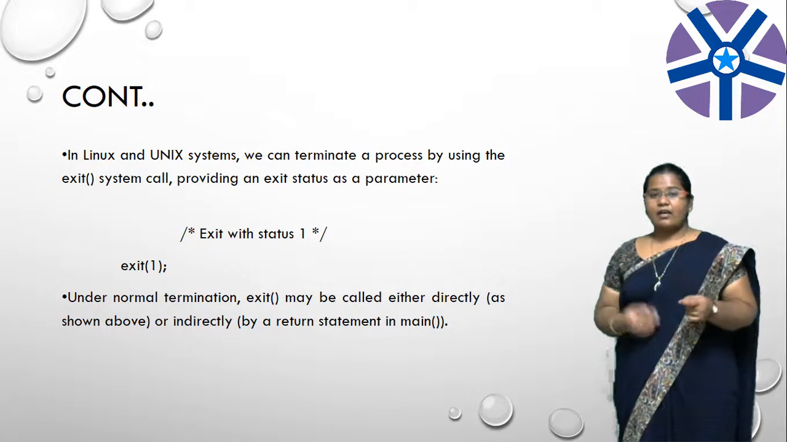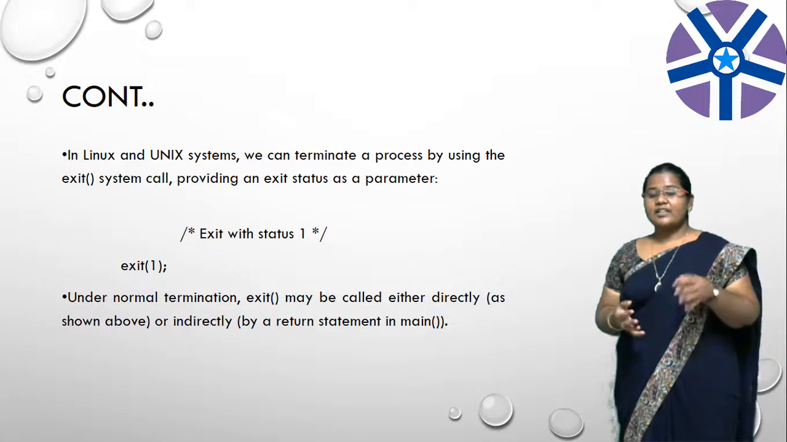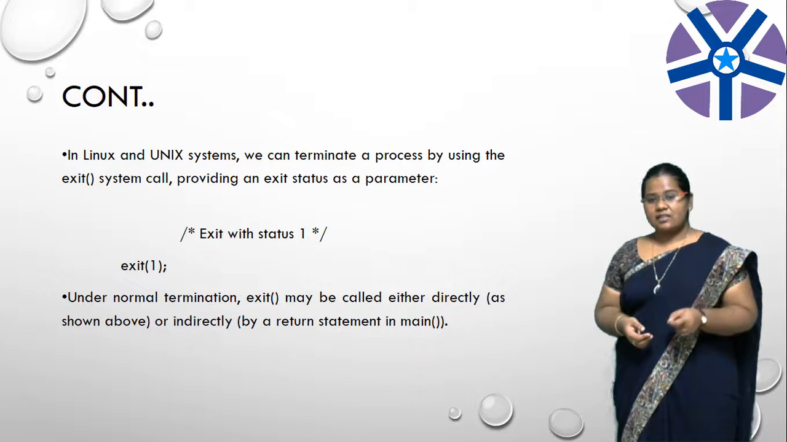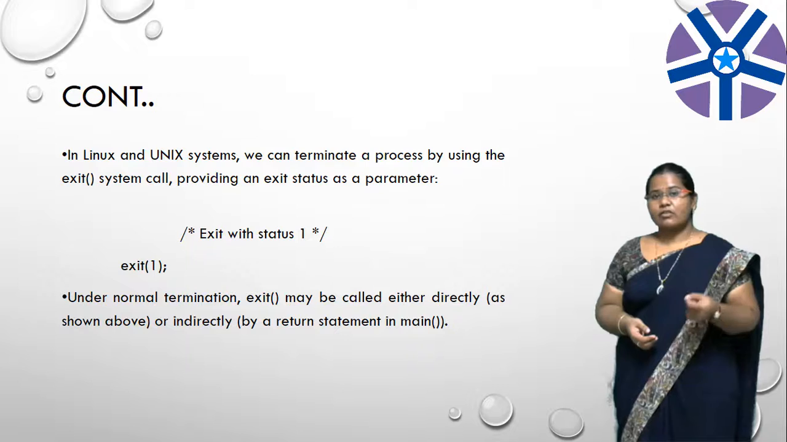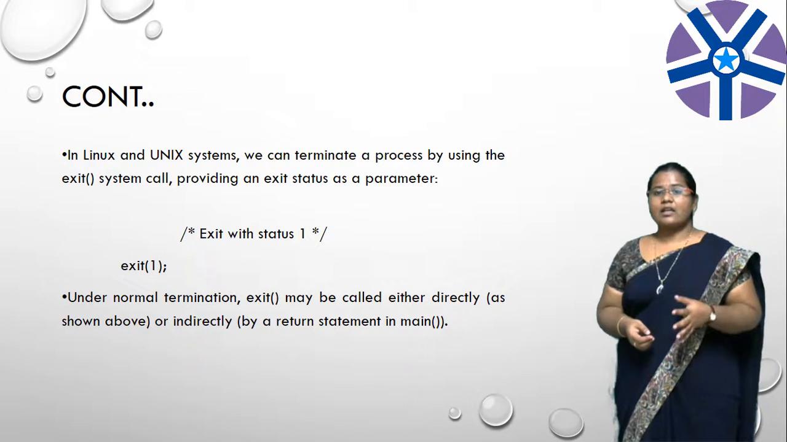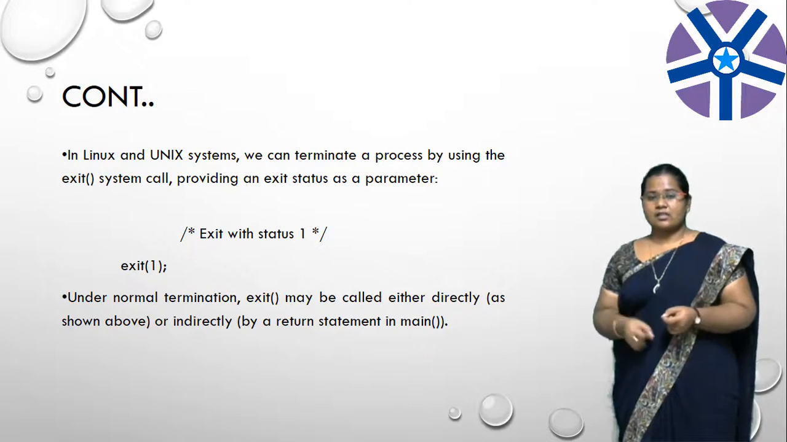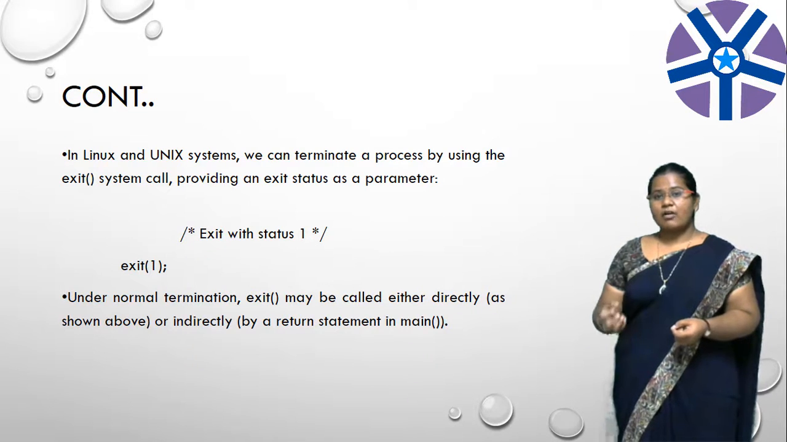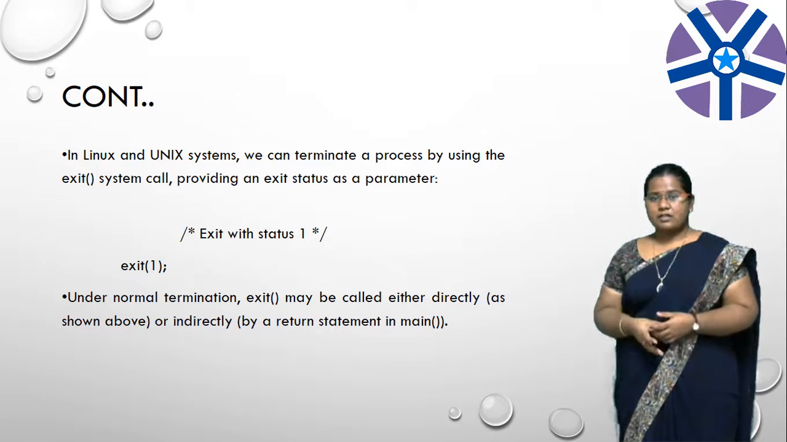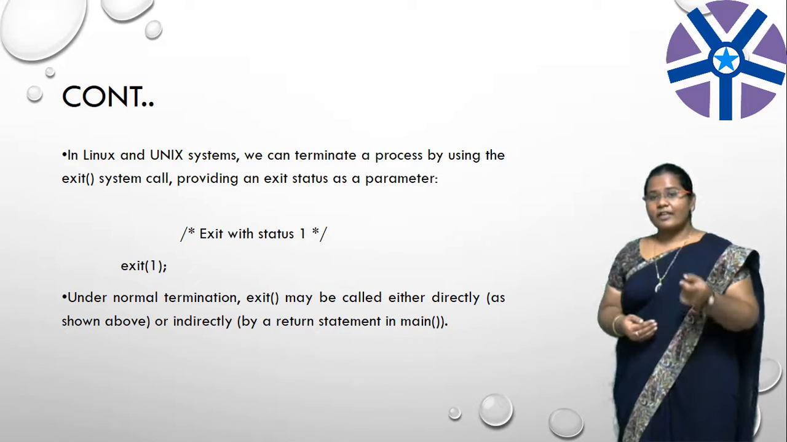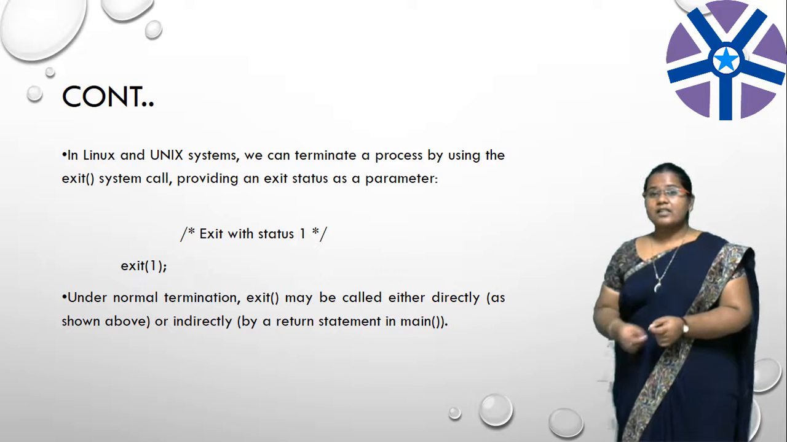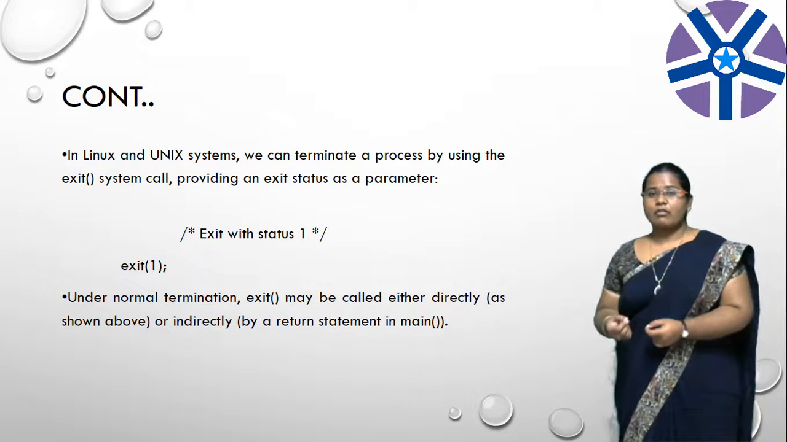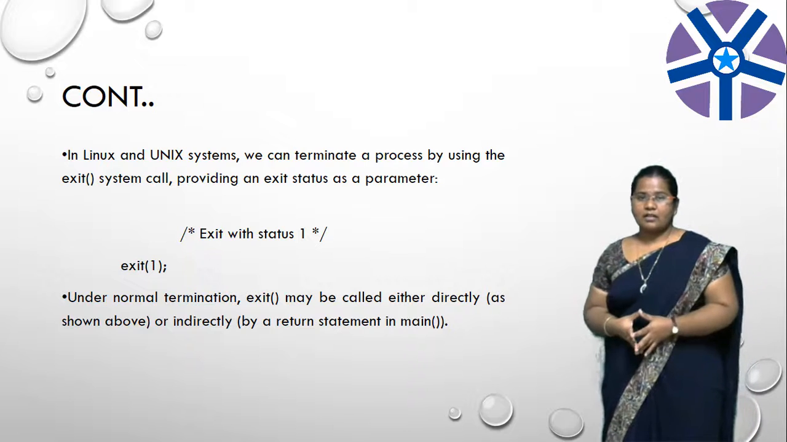In Linux and Unix operating systems, we can terminate a process by using the exit system call, providing the status of that child process. Usually, if the status of the exit system call is 1, it indicates the child process has terminated successfully. Under normal termination, the exit system call may be called directly by the programmer, or whenever we make use of a return statement in our program, the operating system will in the background call this exit system call to terminate the process.